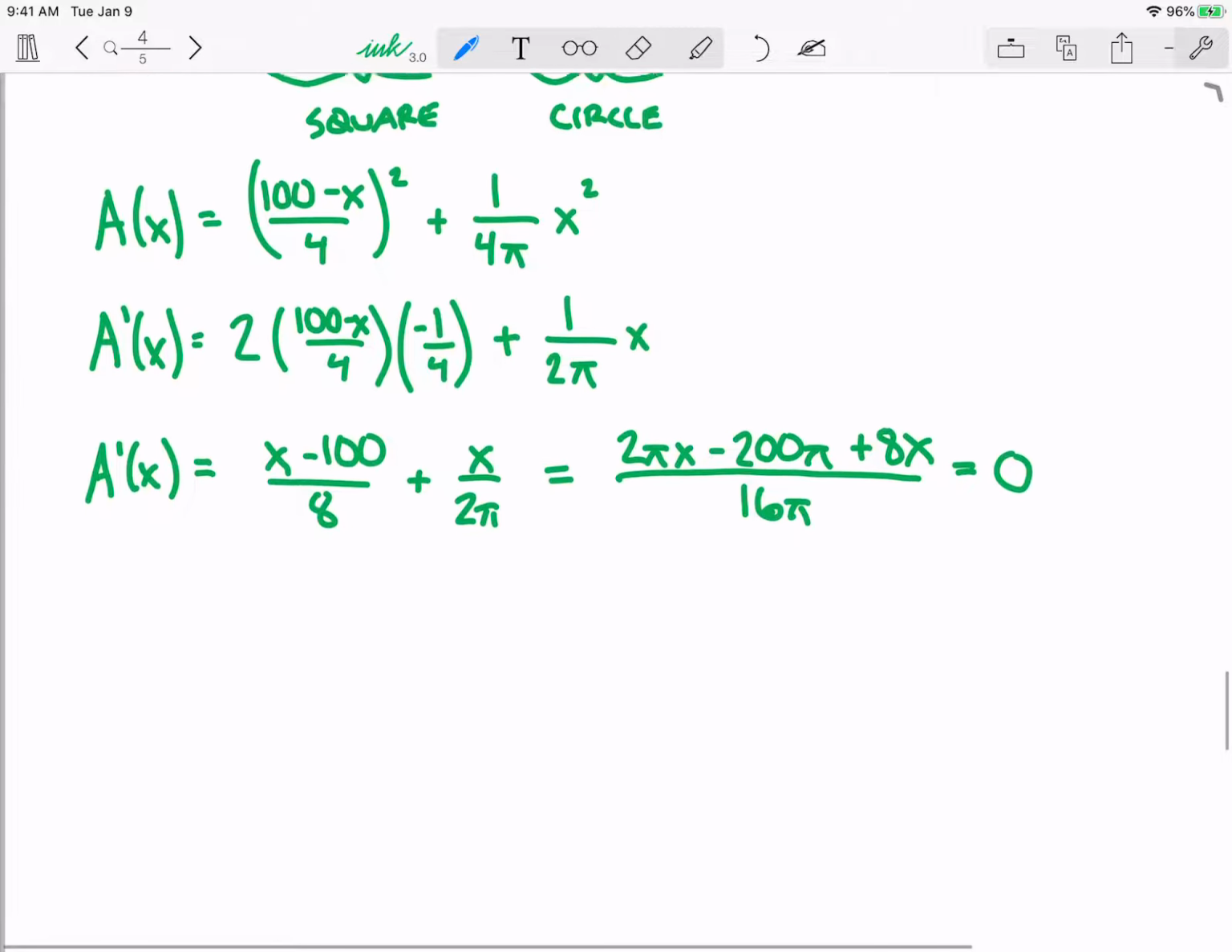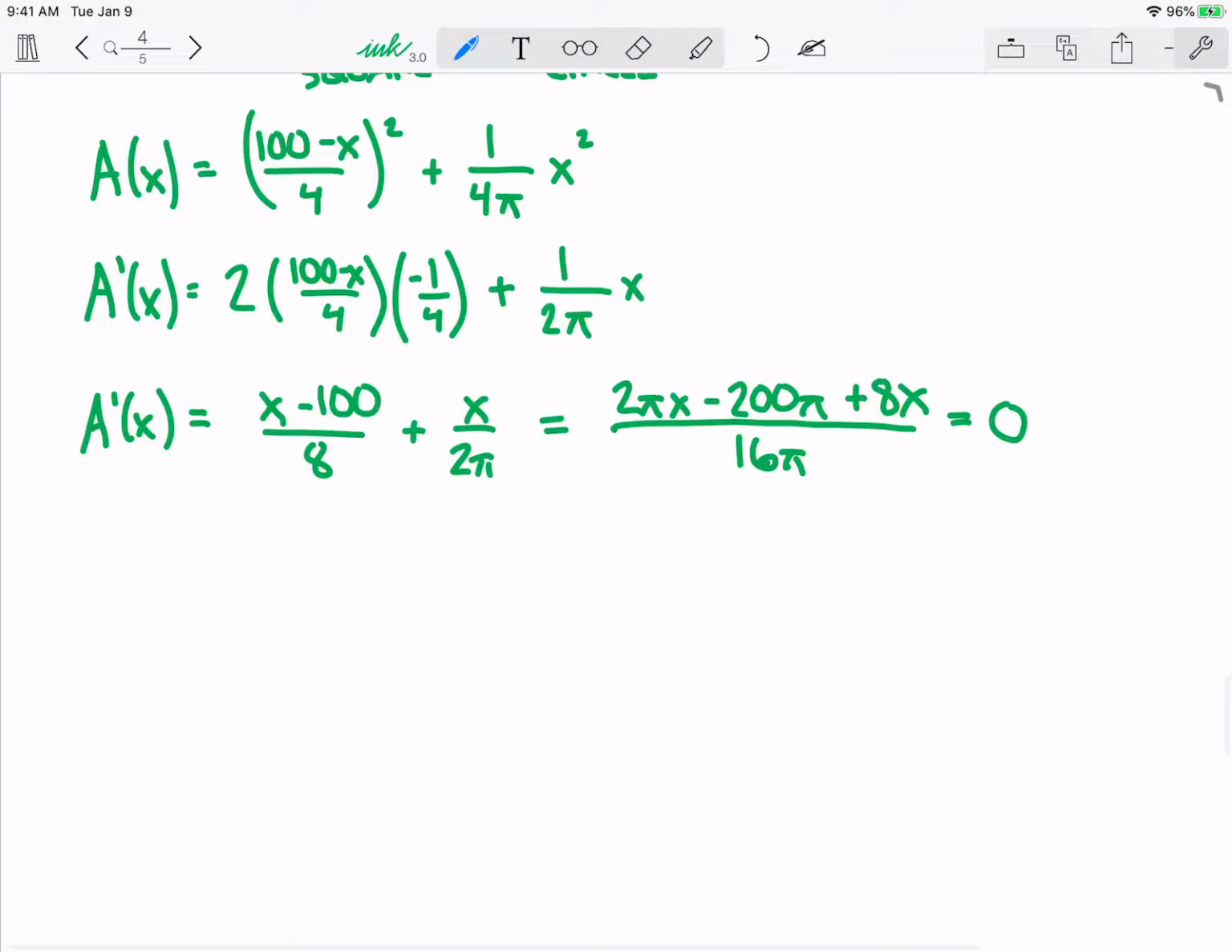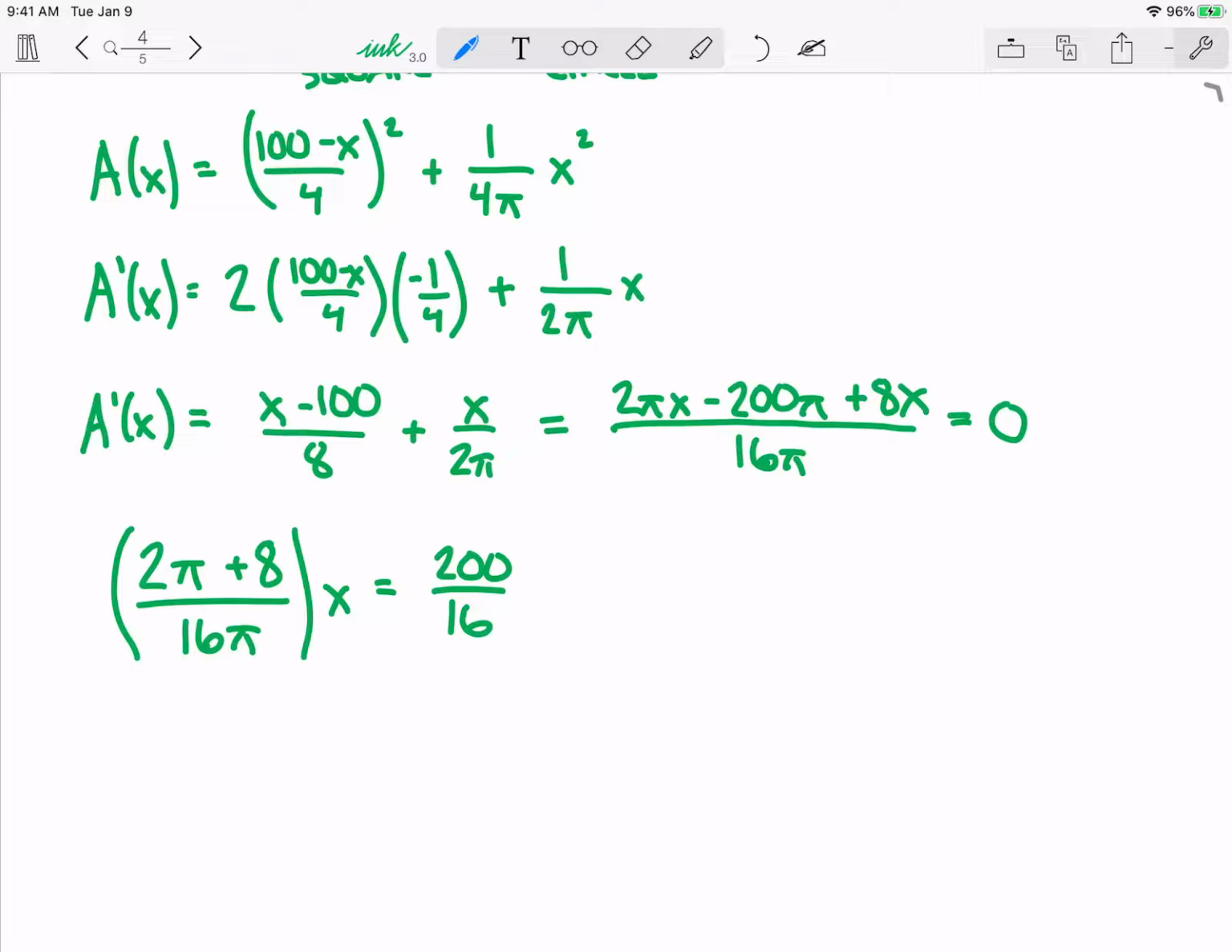So when I set this equal to 0, I'm going to factor out my x's. So maybe I should take some time, or I think you should challenge yourself to see how I got to this point. 2 pi plus 8 over 16 pi. That all gets multiplied by x and has to equal 200 over 16. So ultimately, I took this piece right here, added it to the other side, the pi's cancel out, and then I factored what remained on the left.